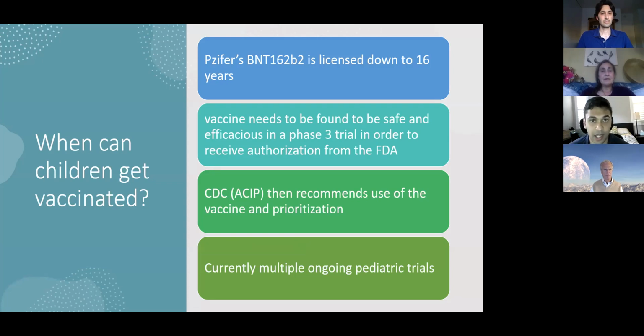First, when can children get vaccinated? Now, there is one vaccine that is licensed by the FDA, excuse me, down to 16 years of age, and that's the Pfizer mRNA vaccine. The other vaccines have not received EUA approval yet, and that's because you need a large trial called a phase 3 trial, which includes thousands of patients, to show both efficacy, meaning that it works to prevent virus, and safety, so knowing that there aren't major side effects of the vaccine, before the FDA will authorize it for use.